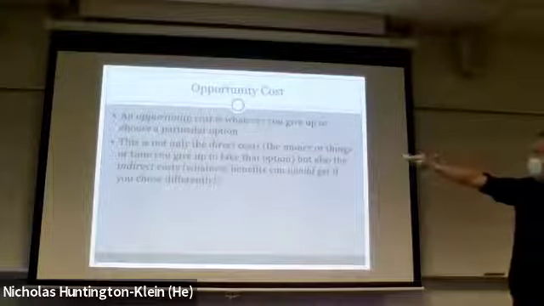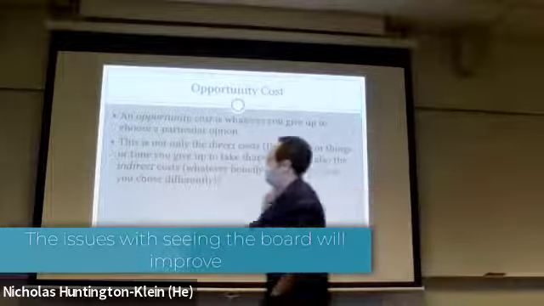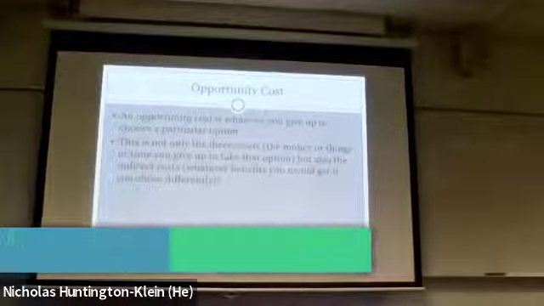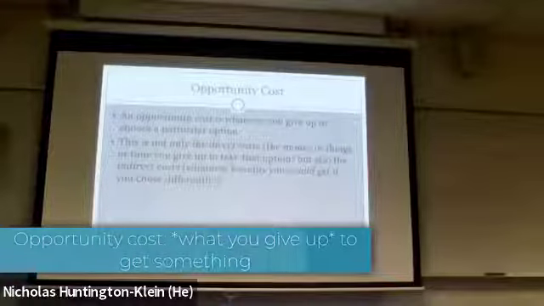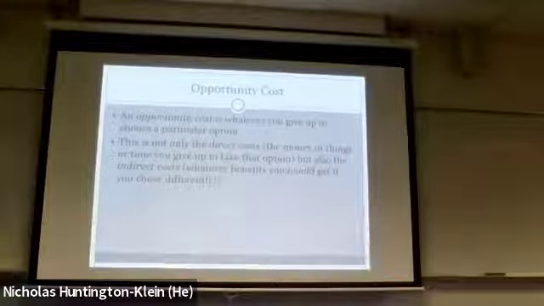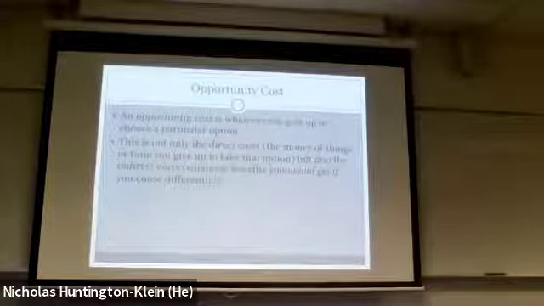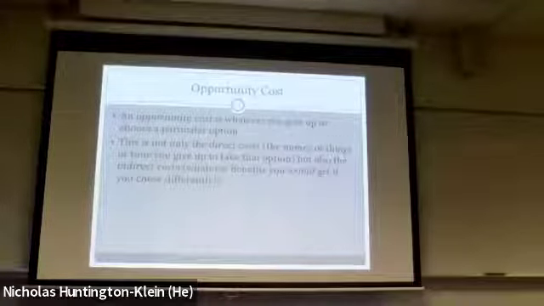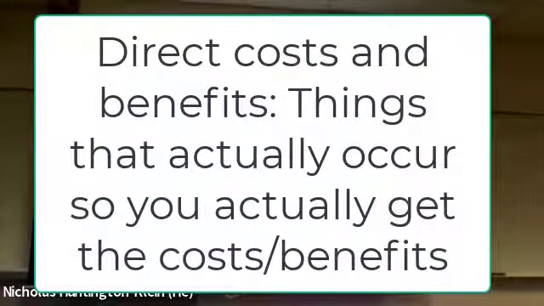So we can split our costs into two different kinds of things. We have what are called direct costs and indirect costs. Let's talk about all this stuff. So we've got opportunity costs, which is what you give up. And that could be bad things, it could also be good things. Sometimes you are giving up the opportunity to do something that's not so great. Still an opportunity cost. But I think of two things. We've got direct costs and benefits. These are the things that actually happen.